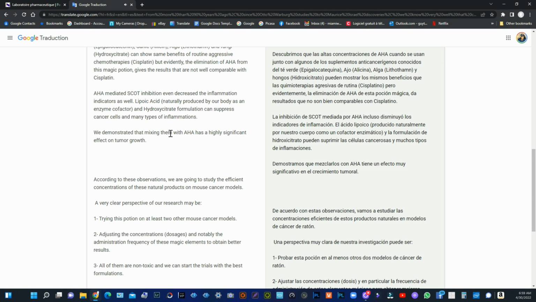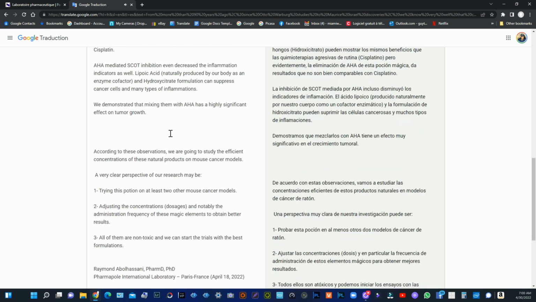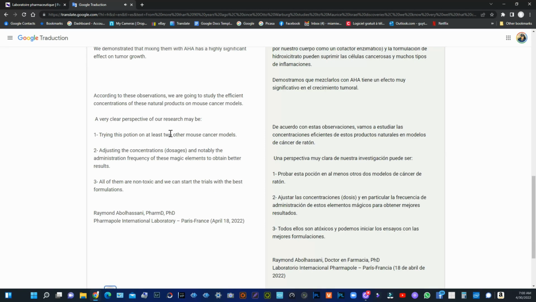Lipoic acid, naturally produced by our body as an enzyme cofactor, and hydroxycitrate formulation can suppress cancer cells and many types of inflammations. We demonstrated that mixing them with AHA has a highly significant effect on tumor growth. According to these observations, we are going to study the efficient concentrations of these natural products on mouse cancer models.